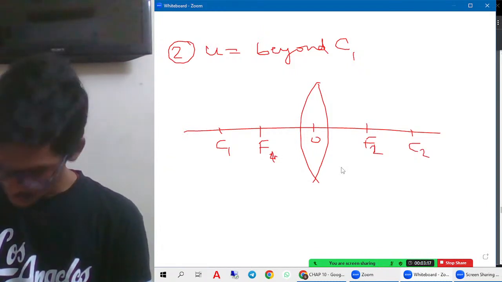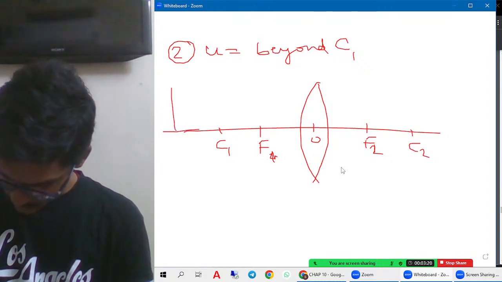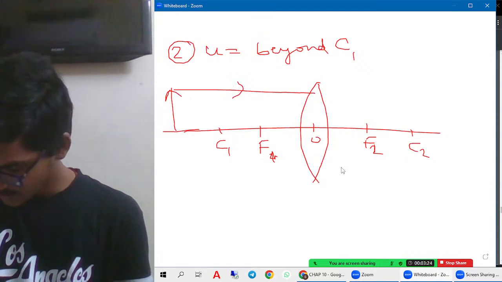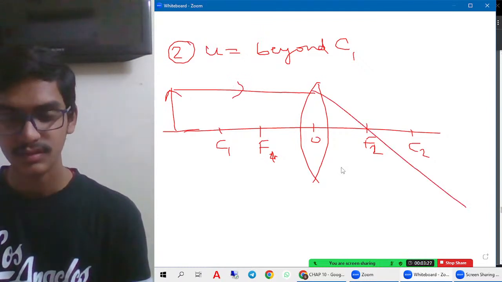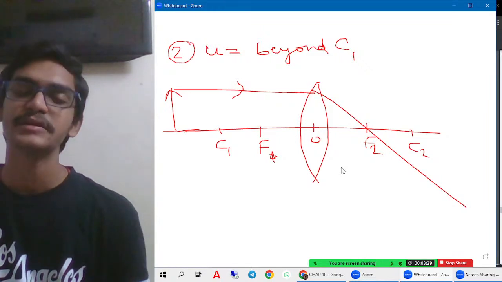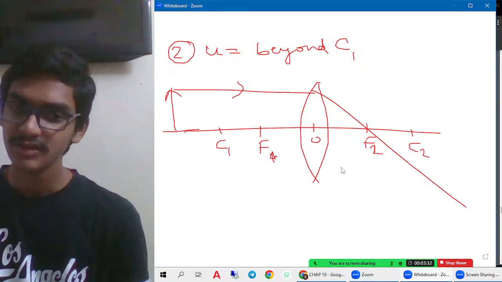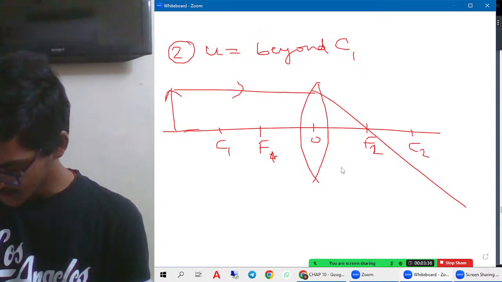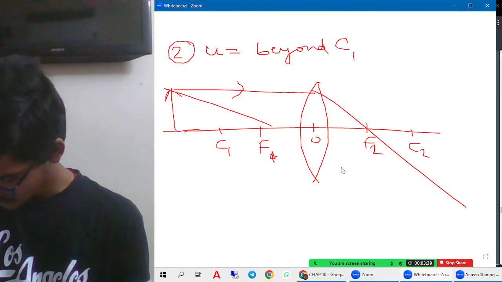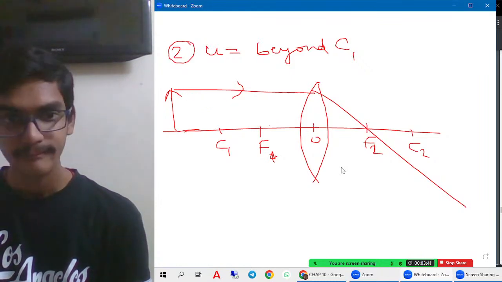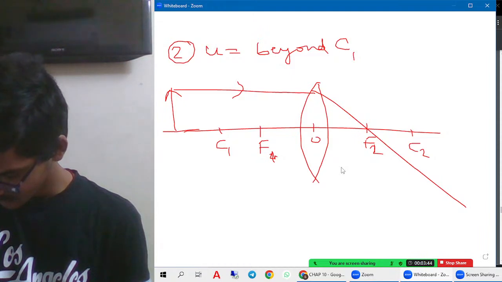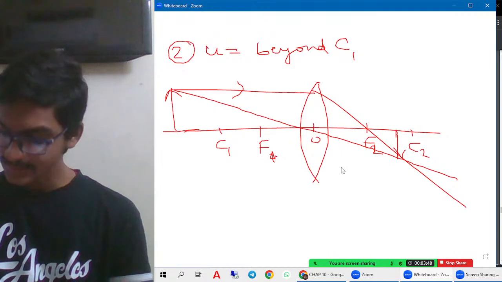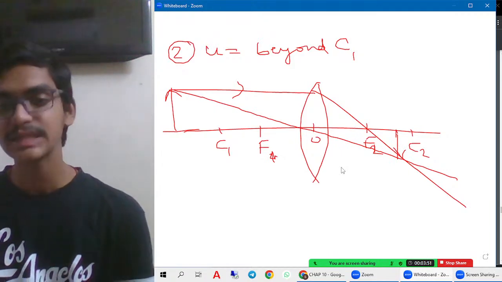Okay, the object is beyond C1. So when it is striking the lens, it is traveling parallel to the principal axis. When it is traveling parallel to the principal axis, after striking the lens, it travels through F2. Then after that, you can take the third case, wherein it is actually... so if you see, the image is formed between F2 and C2.